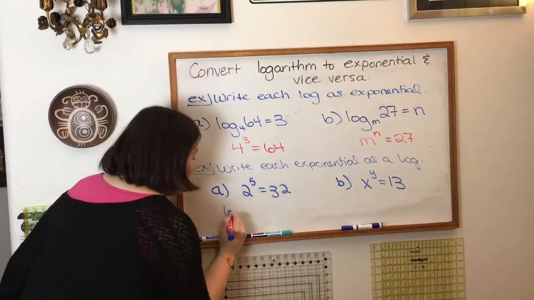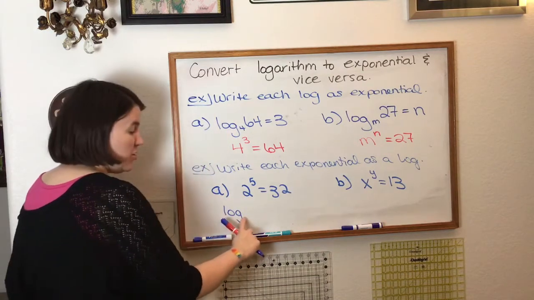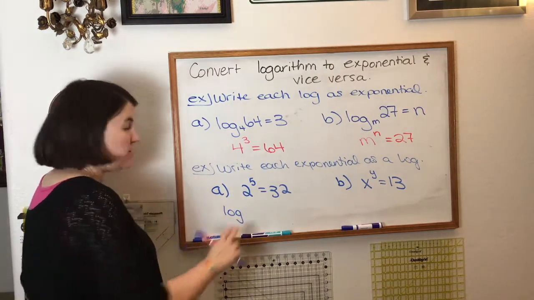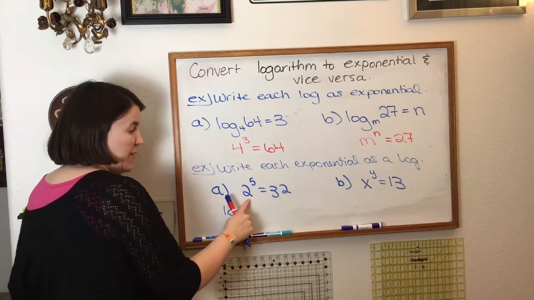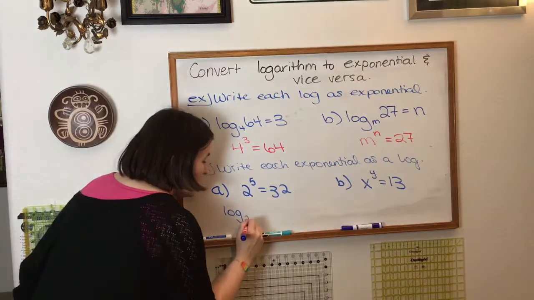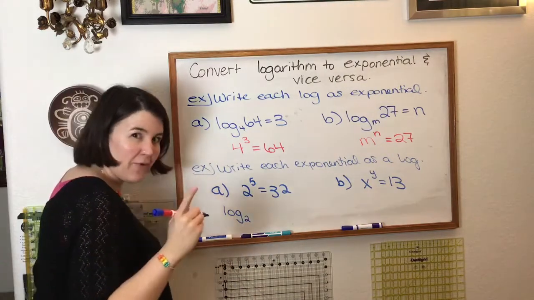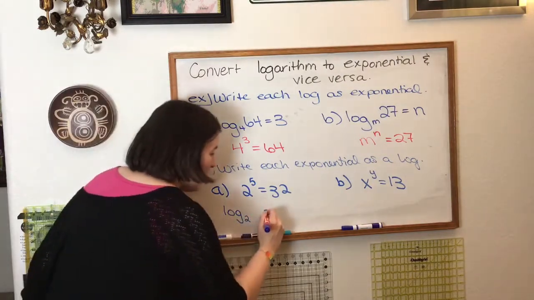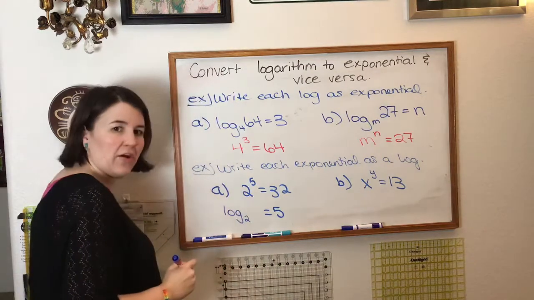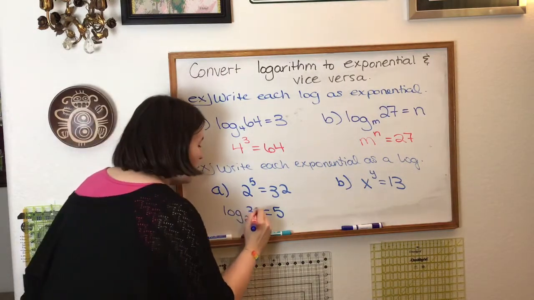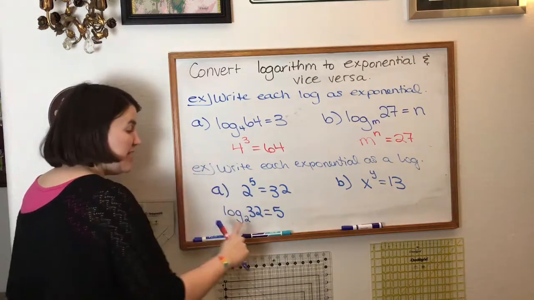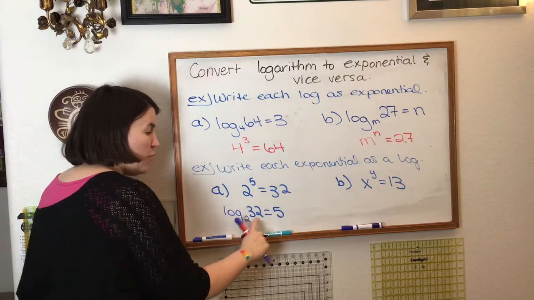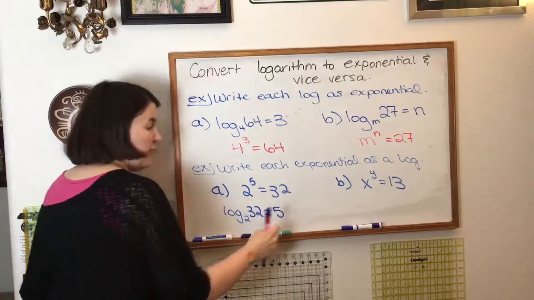You always write log, and then next to the log is our little super number, which is our base. The base of this is 2 to the 5th power equals 32. What's being taken to the power is the base. Now, here's where I remember that log is equal to a power, so I know the 5 is going to go there. Therefore, the 32 has to go here. Log base 2 of 32 is 5, because I think to myself, 2 to what power is 32? 2 to the 5th power.